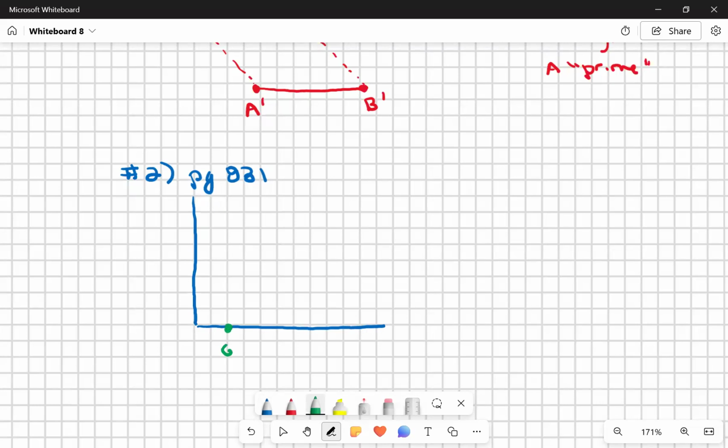So this would be the start of that figure at G. And then this would be F. And then it looks like they go up here to E. And then up here is H. And then it looks like they go up again to I.